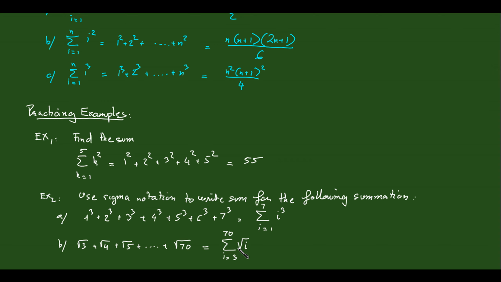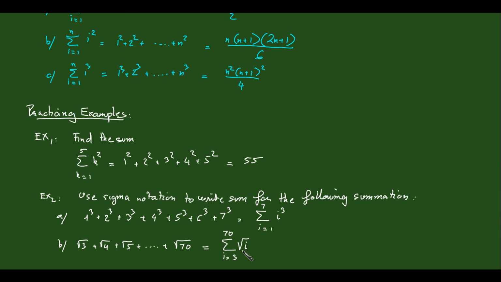Because if you want to start from 1 to 68, you can, but it's a little bit harder because you probably have to use the arithmetic sequence. The square root of 3, square root of 4, square root of 5 jumped by 1, so you would have to use an arithmetic sequence, but you never learn that until the next section. So I think this way you should start from 3 to 70 instead of from 1 to 68.